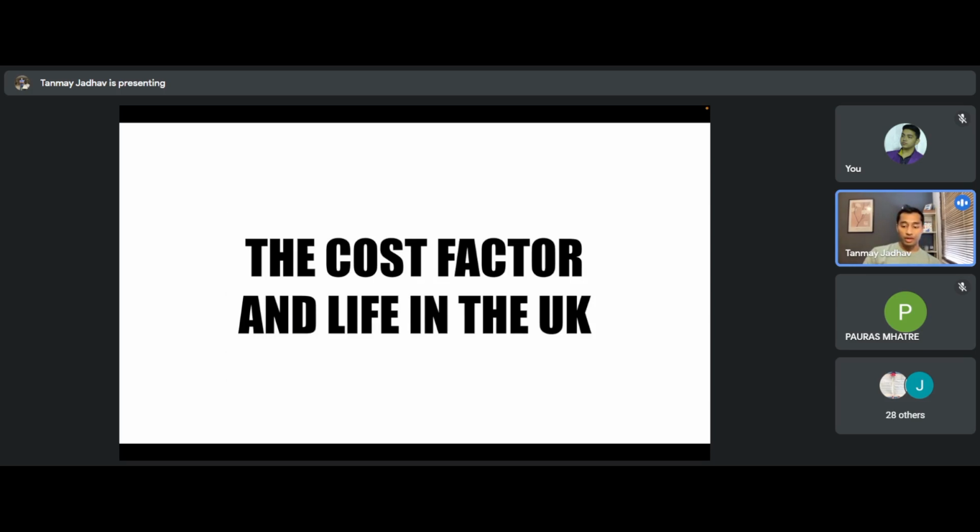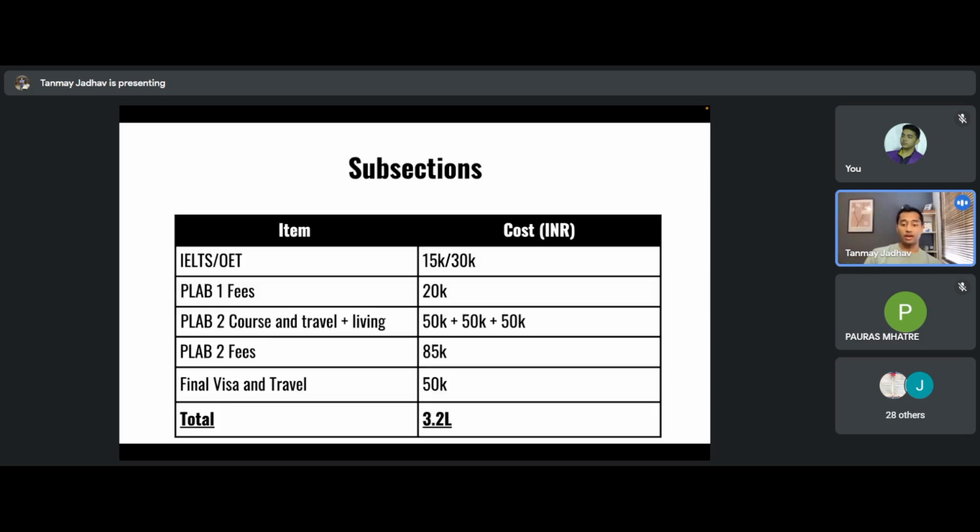Cost factor. So I guess people were wondering about this, and this is probably one of the big decision makers for a lot of people. I do understand that some people might come from privileged backgrounds like myself, where I didn't really have to think about this that much, but it does add up sometimes for a lot of people.